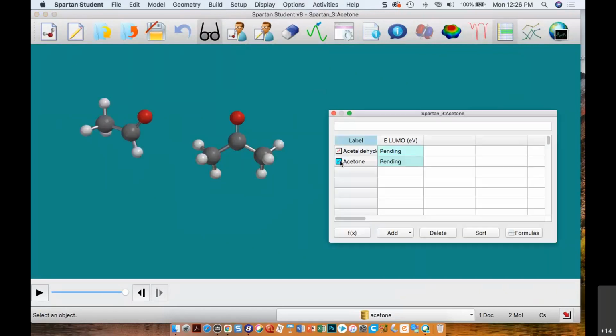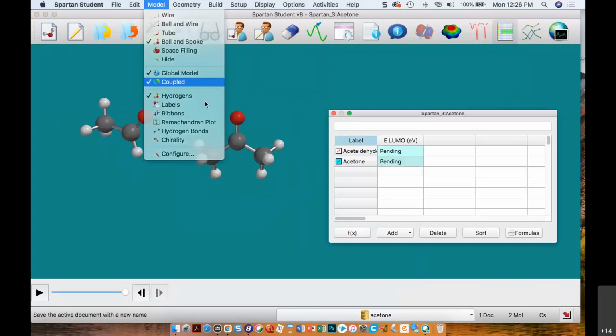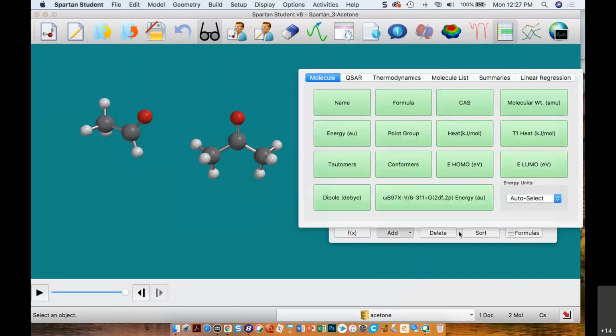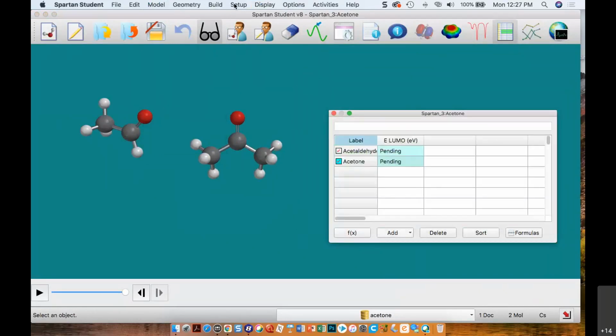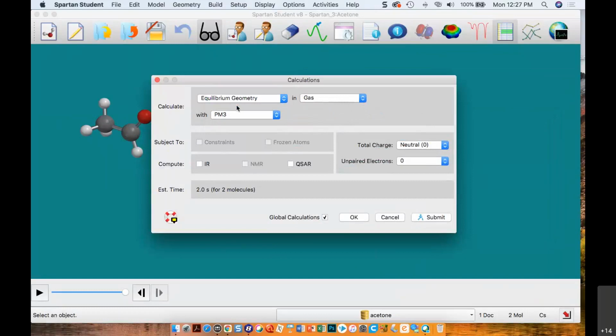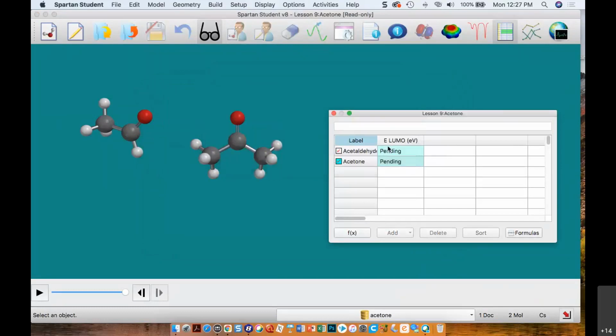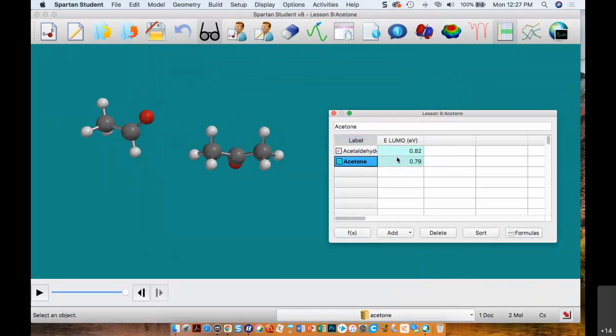So what you want to do is bring both molecules on the screen and make sure that they're not coupled so you can move them independently. And the way I added this is I go to add and just select E-LUMO. That is the energy of the LUMO. Okay. Next, you go to set up calculations, go to equilibrium geometry, then go to PM3, everyone, because I'll just do it in 2 seconds. Submit, and then you can call this lesson 9 or whatever. Save it. It shouldn't take too much time, and you see that coming up. Okay, so you will get all your energies of the aldehydes, ketones, and so on, and you're just going to arrange it. That's all you need to do.